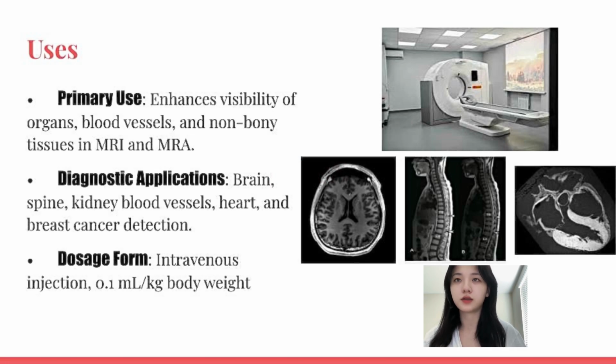Gadovist, as a contrast agent with magnetic properties, can enhance the visibility of blood vessels, organs, and other non-bony tissues during MRI and magnetic resonance angiography examinations, aka MRA. For diagnostic applications, Gadovist can help diagnose disorders related to the brain, spine, heart, and blood vessels of the kidney. It is able to highlight disrupted regions of the brain and abnormal activities in the central nervous system. Gadovist is also valuable in breast MRI to help breast cancer detection.